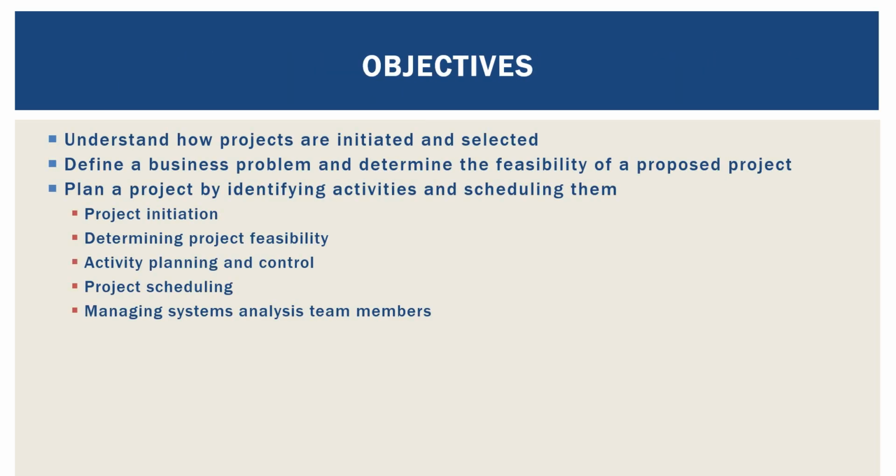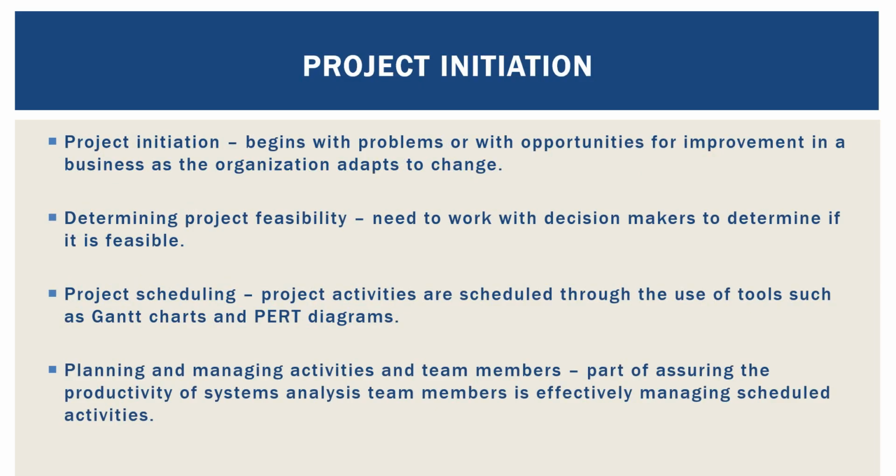So the objectives are, number one, to understand how projects are initiated and selected. So we are looking at project initiation and project selection. Then I want to define a business problem and determine the feasibility of a proposed project. Then plan a project by identifying activities and scheduling them. So we'll be looking at project initiation, determining project feasibility, then activity planning and control, then project scheduling, and lastly, managing systems analysis team members.